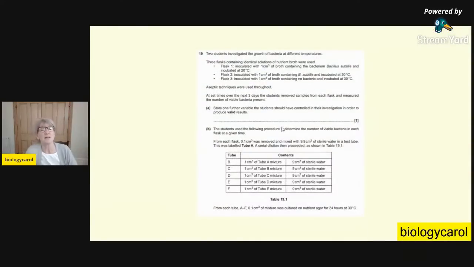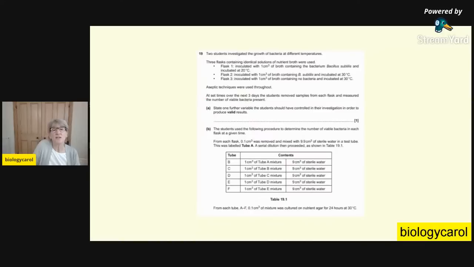So, question 19. 2 students investigated the growth of bacteria at different temperatures. So they had flasks of nutrient broth. Flask 1 was inoculated with 1 centimetre cubed of broth containing the bacterium Bacillus subtilis and incubated at 20 degrees C. Flask 2, same again, but at 30 degrees C. Flask 3 was inoculated with no bacteria and incubated at the higher temperature. Notice the temperature that's more likely to bring about rapid growth. Aseptic techniques were used throughout.